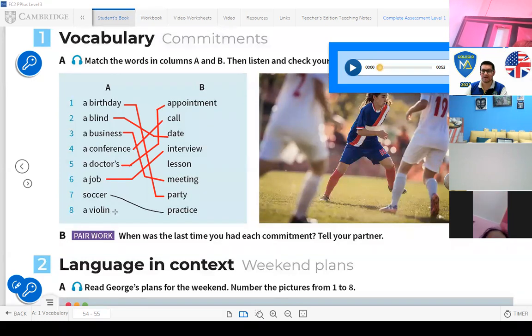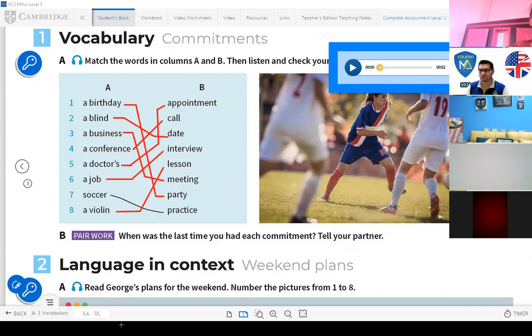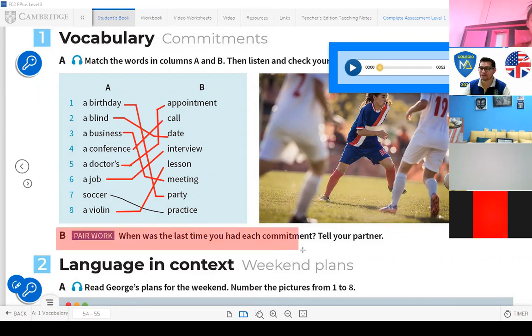What else? A violin lesson. Right? Yes, that's correct. A violin lesson. No? Okay, we have all the answers on this part. And now let's go here to the next activity. What says? Pair work. When was the last time you had each commitment?